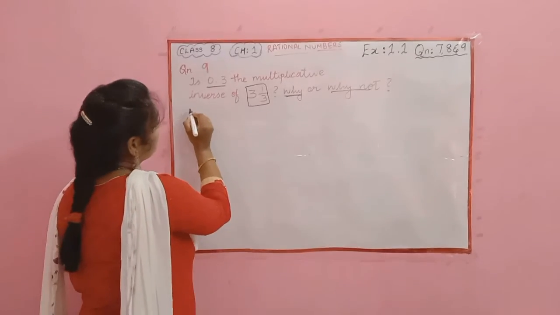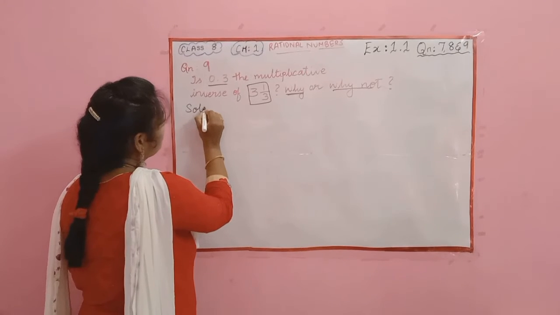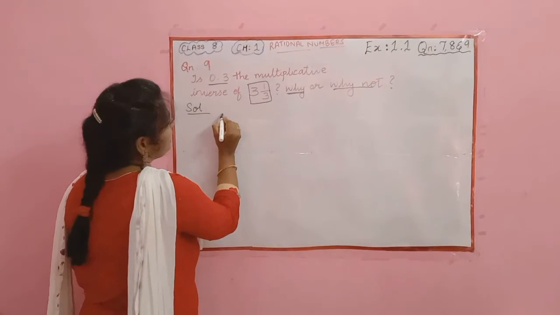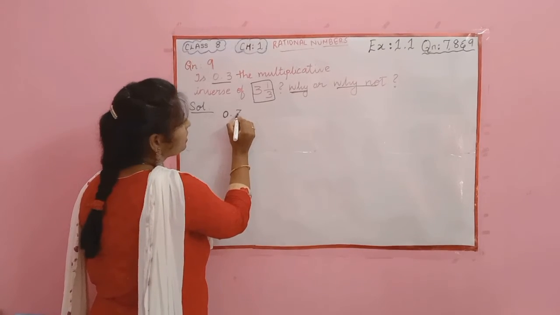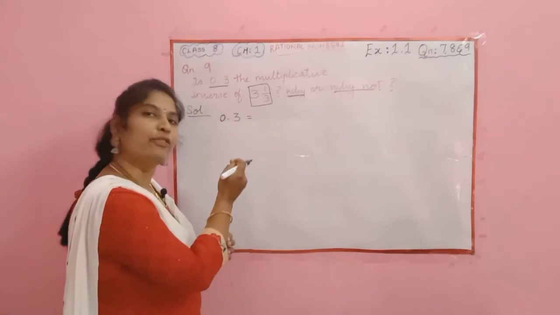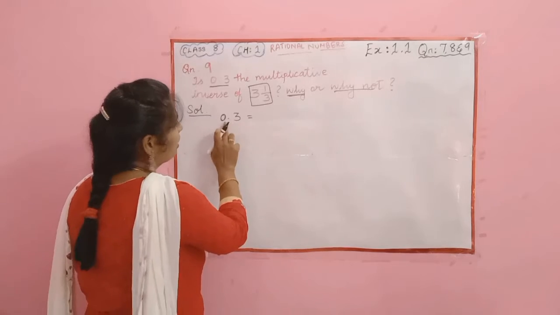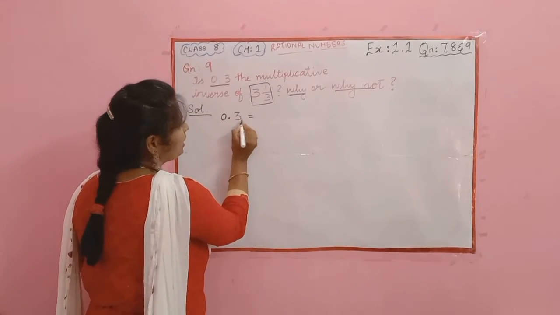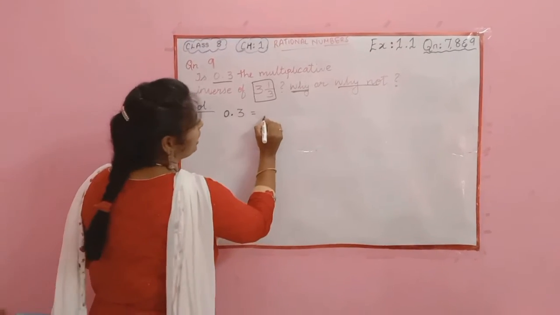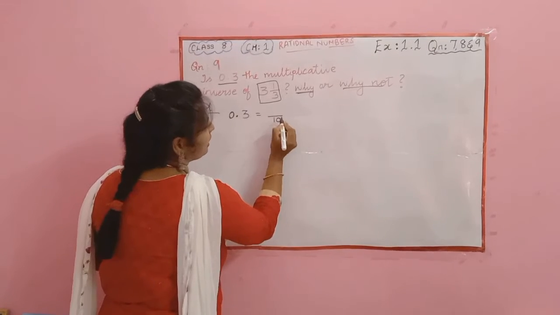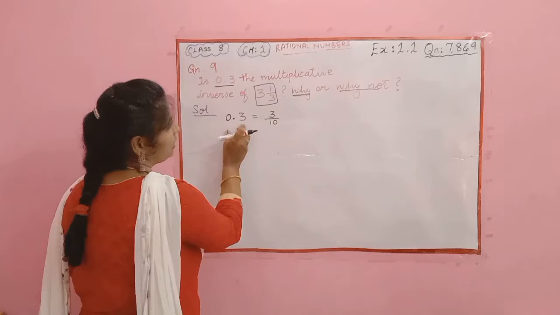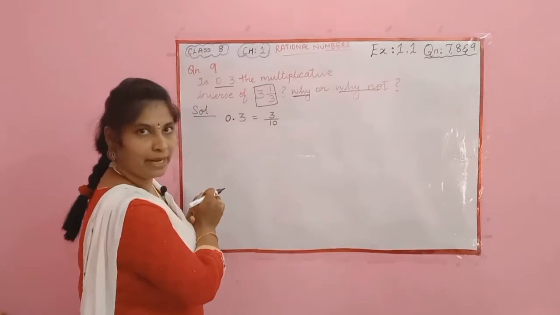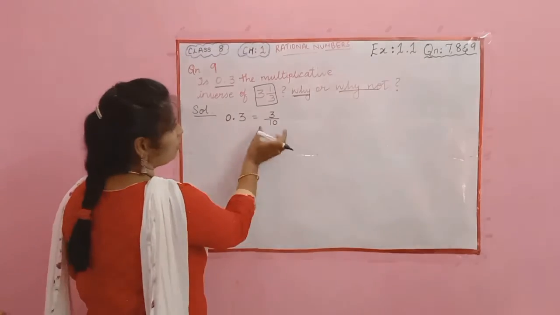So first, decimal is given, isn't it? 0.3 is a decimal. So convert it into a fraction. How will you convert? After the decimal it is only one digit. So here the denominator is 10 and the numerator is 3. Okay, so 0.3, the fraction is 3 by 10. So first we have converted.